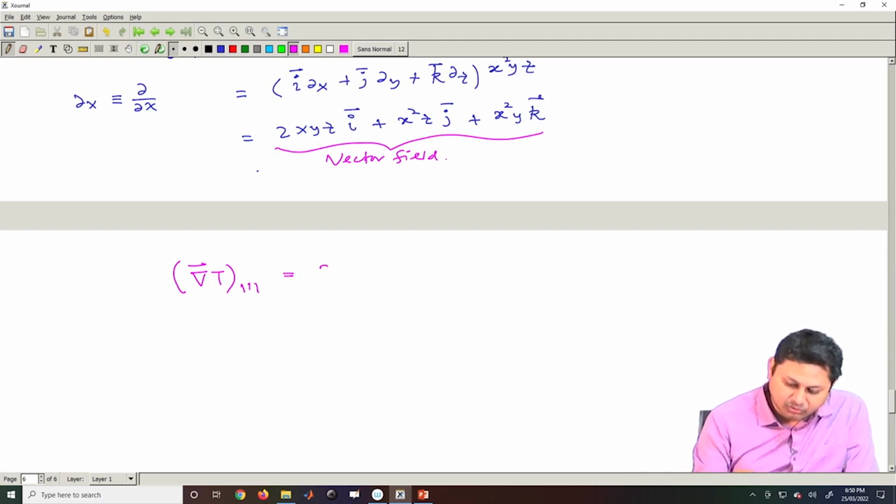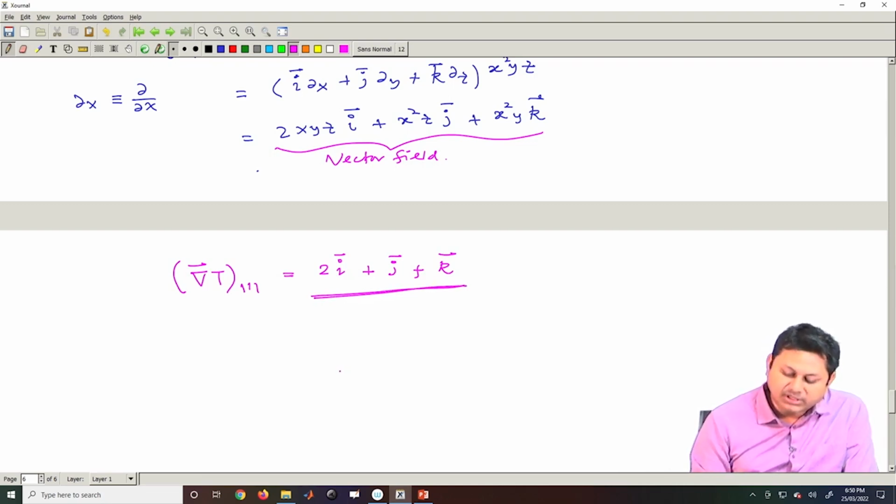It will be simply 2i plus j plus k. So, I am having a vector here, and if I find the unit vector, this is the direction. If I only find the direction of this vector, that direction eventually gives me the direction along which the value of T, that is the scalar field, is having a maximum change.